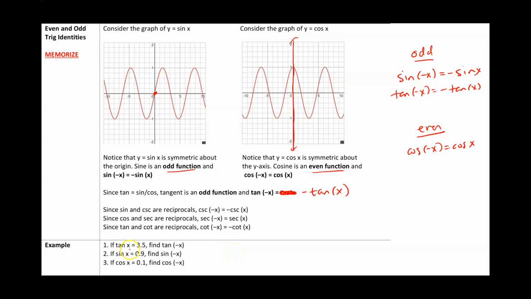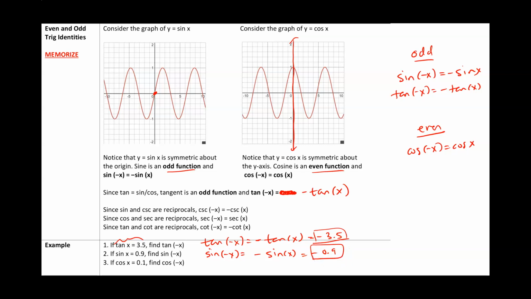So for example, if tangent of x is 3.5, find tangent of negative x. Well, we know that tangent is an odd function, so tangent of negative x equals negative tan x. Now what does tan x equal? Well, tan x is 3.5, so tangent of negative x will equal negative 3.5. Next, sine of x equals 0.9. Find sine of negative x. So sine of negative x, by definition, will be negative sine of x. Okay, so what's sine of x? That's equal to 0.9, so this will be negative 0.9.